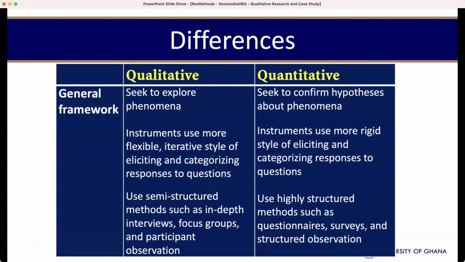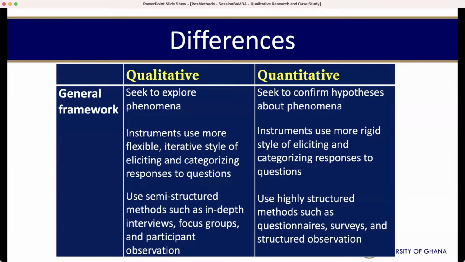So there are differences between qualitative and quantitative research. Qualitative research would like to explore a phenomenon or describe it. Quantitative would like to confirm a hypothesis about a phenomenon. Qualitative researchers like to use flexible questionnaires, with an iterative style of eliciting and categorizing responses to questions, so they can do follow-up questions and engage in a different way because they want to be flexible. So they use open-ended or semi-structured interviews.